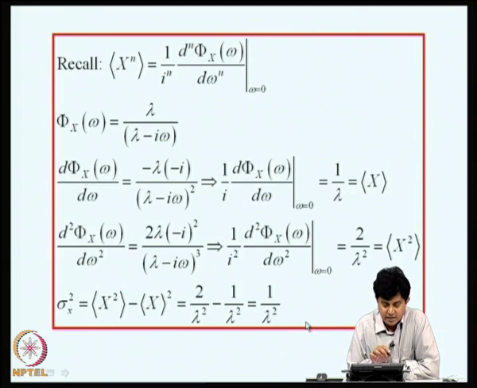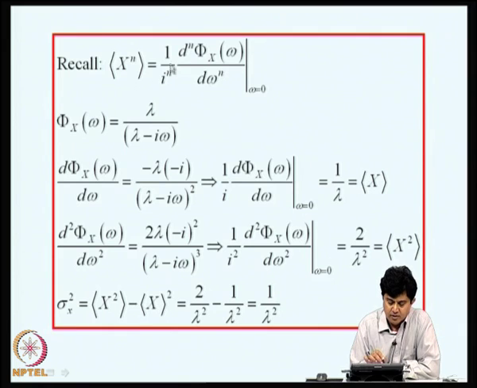Now, how is the characteristic function related to the moments? We have already shown the expected value of x to the power of n is 1 by i to the power of n times the nth derivative of the characteristic function evaluated at omega equal to 0. So, now we can use this and evaluate the mean, mean square value and variance as required in this problem. So, phi x of omega is this, and differentiation of that gives this, and at omega equal to 0, 1 by i of that is 1 by lambda, which is the mean of the exponential random variable. Similarly, the mean square value can be shown to be 2 by lambda square, and consequently the variance becomes 1 by lambda square.